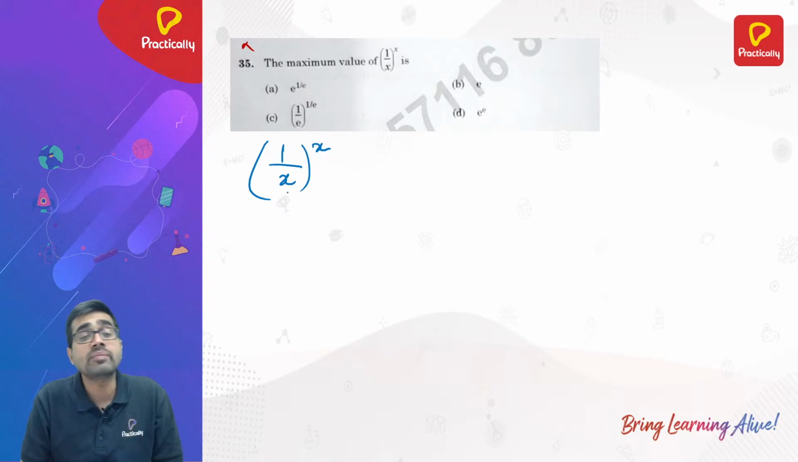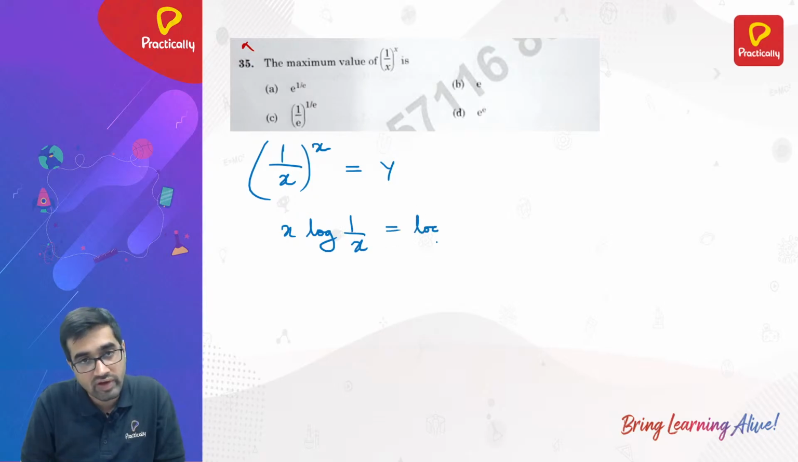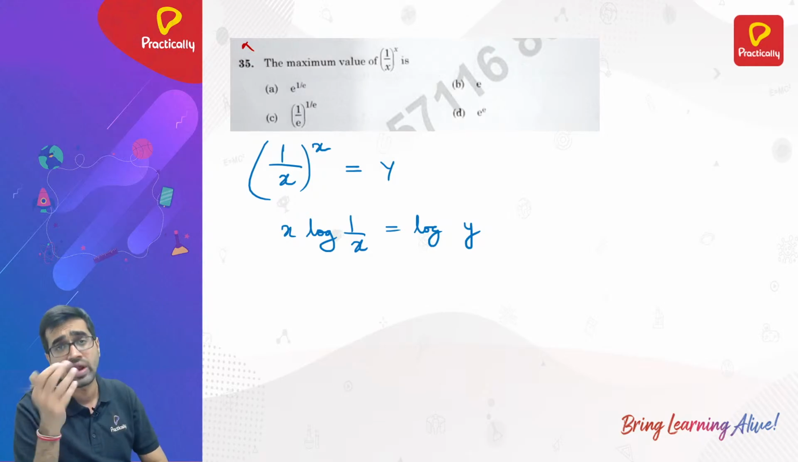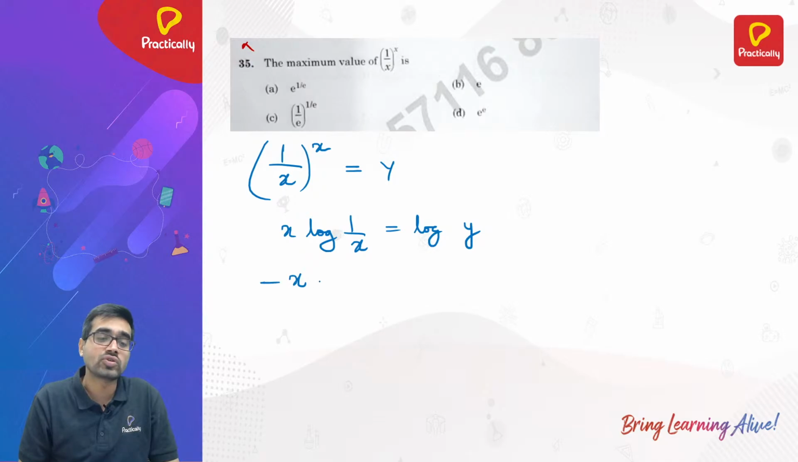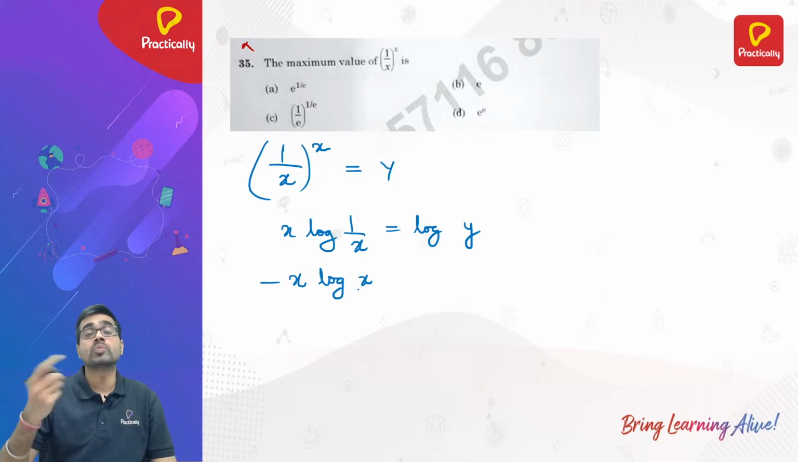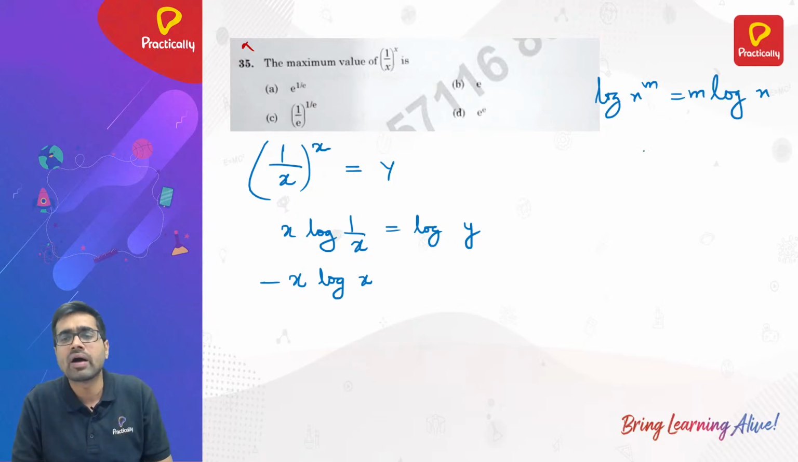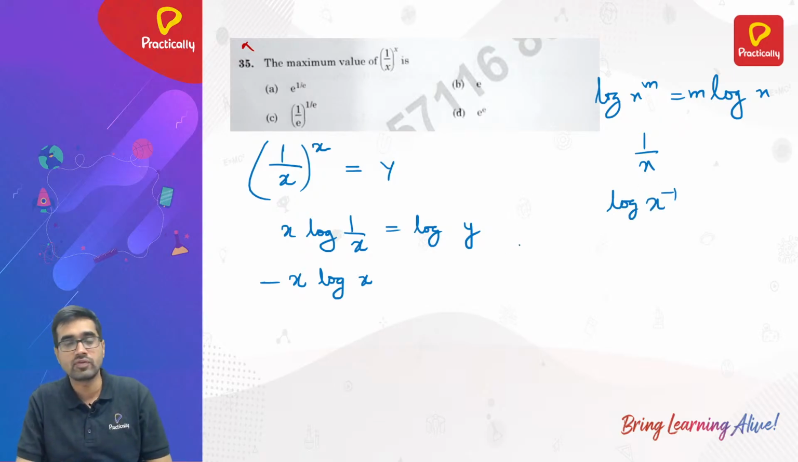Okay, so 1 by x to the power x, you consider it as y. Take the log. So x log 1 by x equals log y. Why? Because you have to find the maximum value. You can't differentiate function to the power function unless you write it using log. So now you get x log 1 by x. You can simplify further: you write log x to the power minus 1. Use the property that log x to the power m is m log x. And it is negative power, so we know that 1 upon x is nothing but x to the power minus 1. So this will shift to the other side.